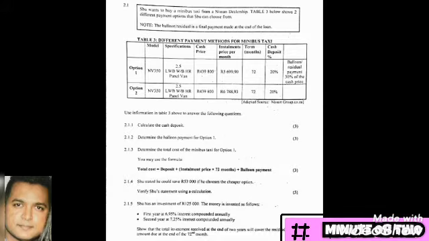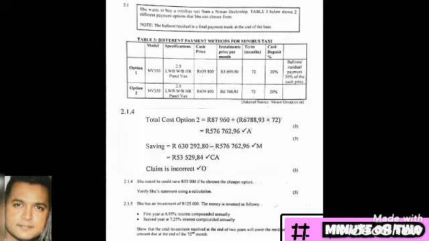2.1.4, Spoo stated he could save 53,000 if he chooses the cheaper option. Verify Spoo's statement using a calculation. Now remember, after you do your calculation, you must verify as to whether Spoo is right or not. So how would we verify which is the cheaper option? All we need to do is find the total cost of option 2 and see which one is cheaper. So we worked out option 1 in the previous question.